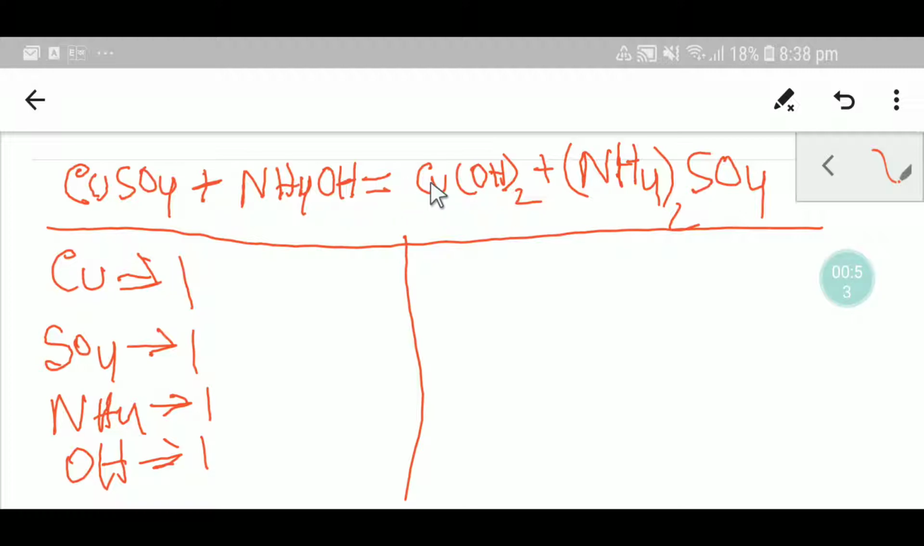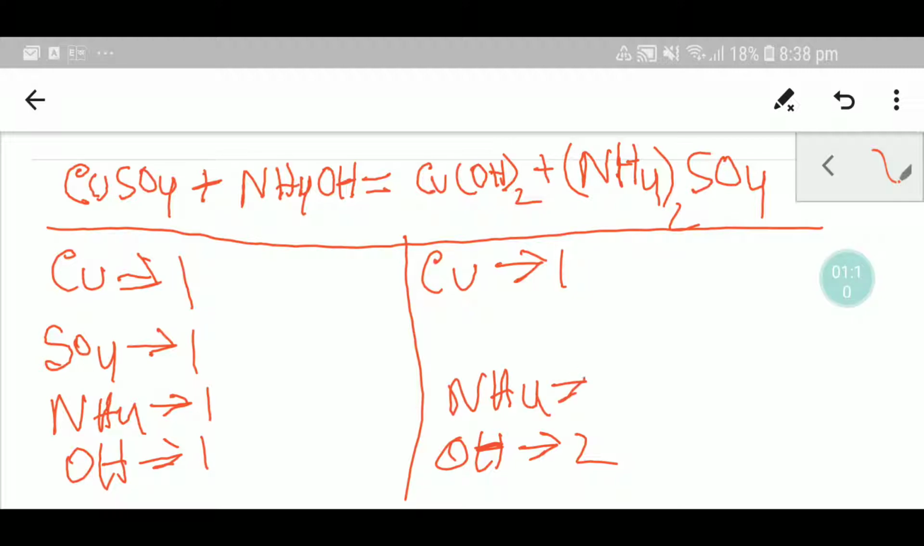And on the right hand side, we have one copper, and here we have two hydroxide, and here we have two ammonium, and here we have one sulfate.